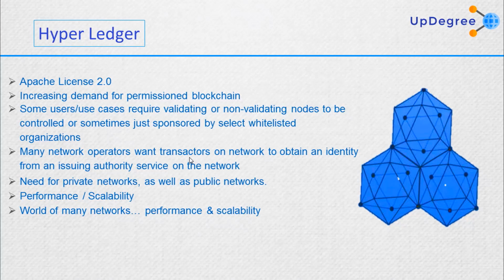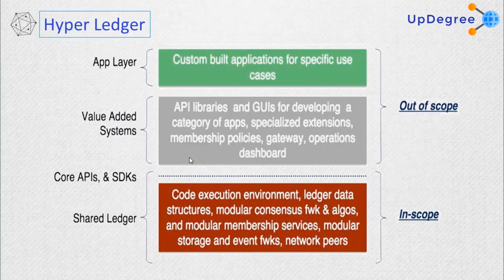So this is again open source under Apache license 2.0, and it's a permissioned blockchain. There is an identity recognition before issuing authority on the network. It's a kind of private network. It is performance oriented and it's scalable. All these are characteristics of Hyperledger.